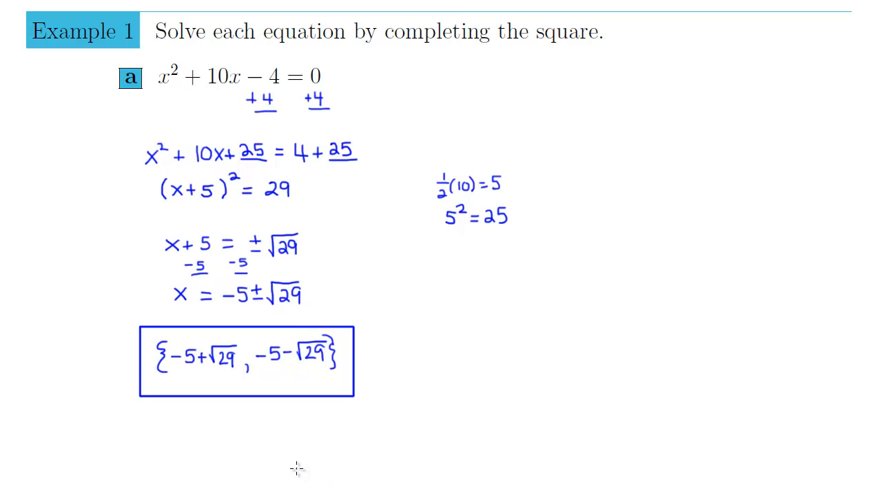That's how we solve a quadratic equation by completing the square. We're now going to take a look at several more examples.